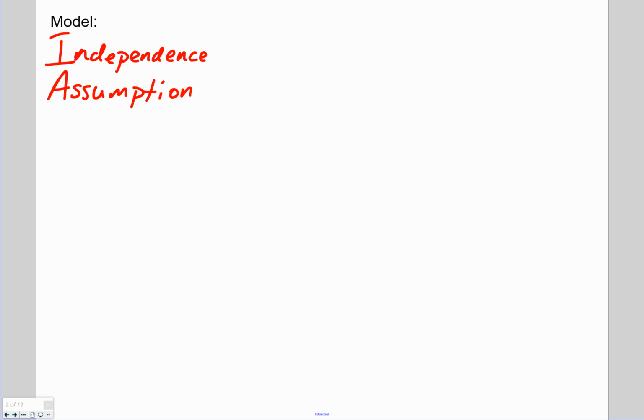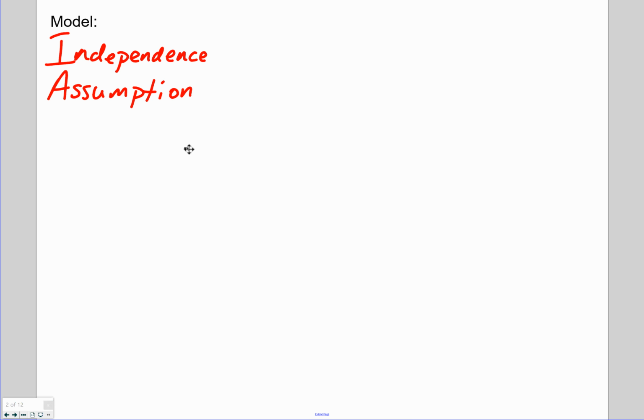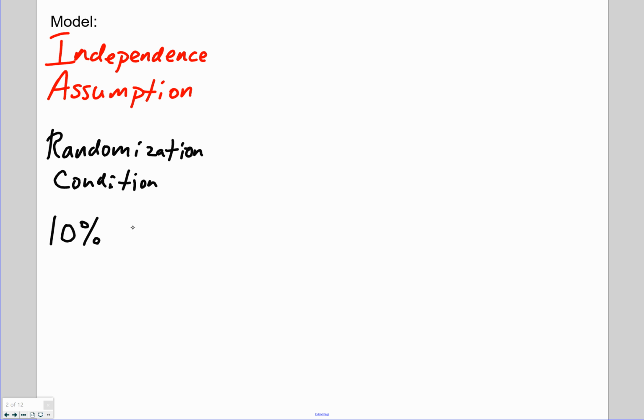So what do we check to make us feel a little bit better about it? We check the randomization condition. What's the other one we check? The 10%. Now the 10% condition, we're going to check it, but it's not nearly as important as it was to check when we had proportions. I'm going to keep writing it and keep checking it, but I want you to know that with means, when you're doing a t-test for a mean, it's not as important as it was before, but we're still going to put it.